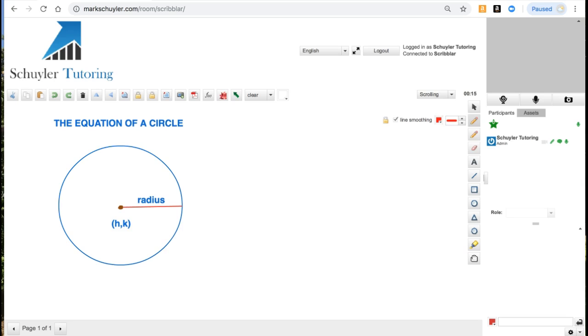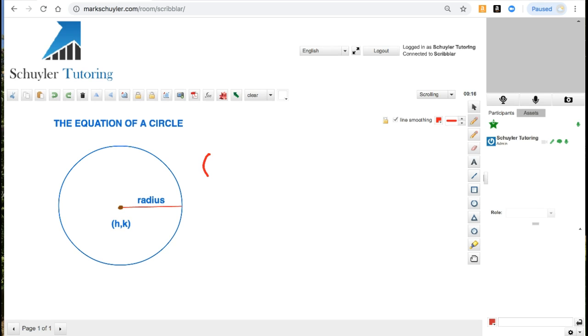We're going to take a quick look at the equation of a circle. I'm going to make sure you're prepared for any question that even slightly, remotely involves the equation of a circle on the SAT and the ACT. So let's start off with the equation itself. And yes, you do need to memorize this.